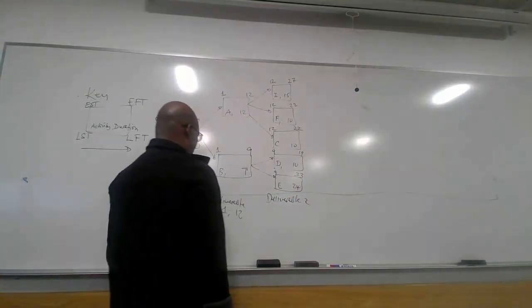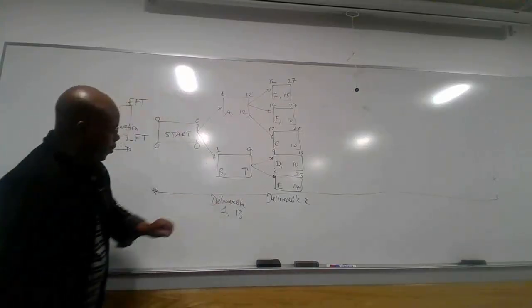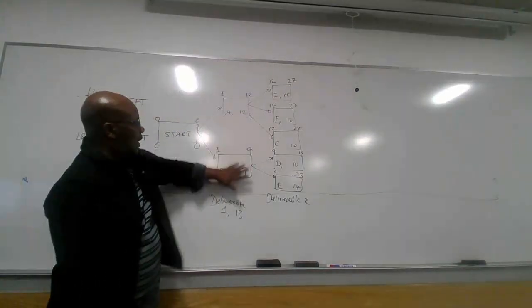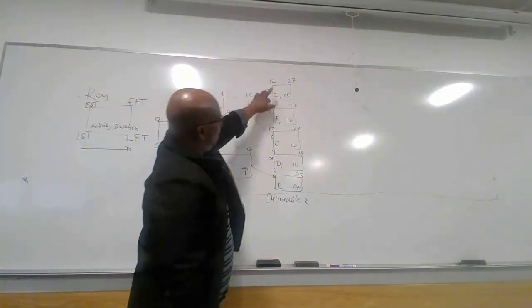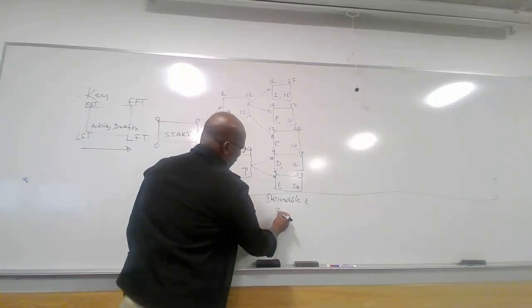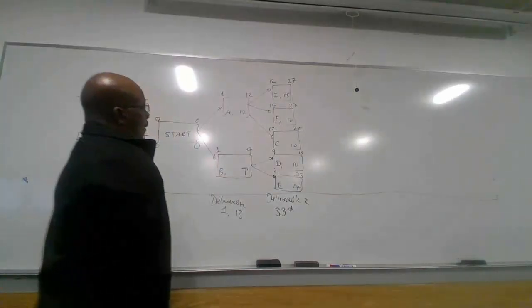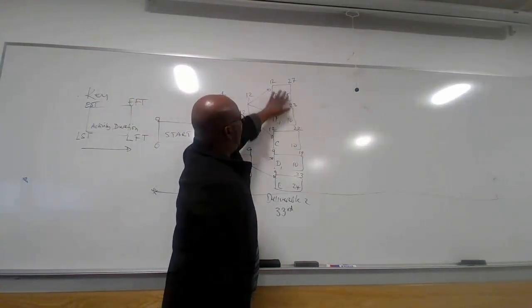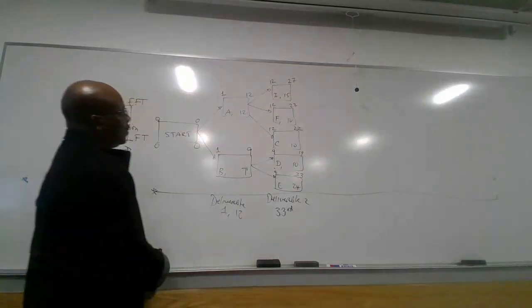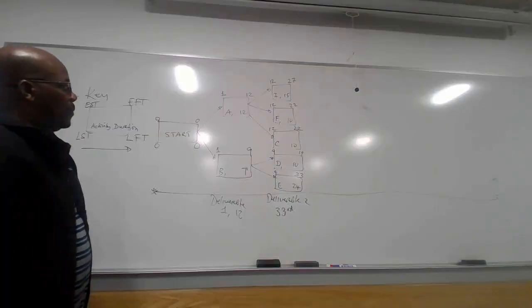Deliverable 2. And this will complete. Remember, deliverable 1 is completed when A and B are completed. And so here we can see that this will be completed on the 33rd. Not on the 19th, not on the 22nd, and also not on the 27th. So that's the second deliverable.